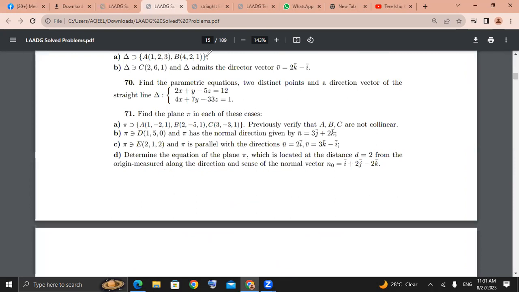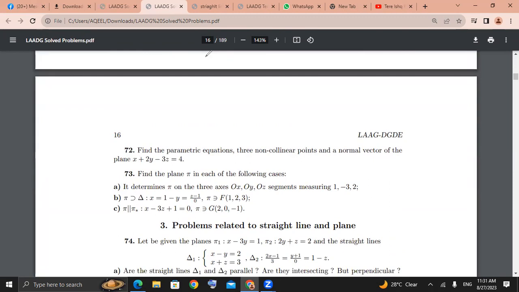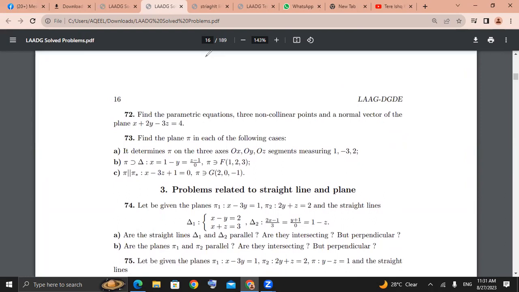Now 71 is completed. So we are going to 73, then we solve 72. What does 73 say? In the 73 a part, he told us to determine the plane on the three axes, Ox, Oy, Oz. It means the x-axis, y-axis, and z-axis, with segments measuring 1, minus 3 and 2. So how can we find it when the axes segments are given in this form? Then the equation of the plane is this.